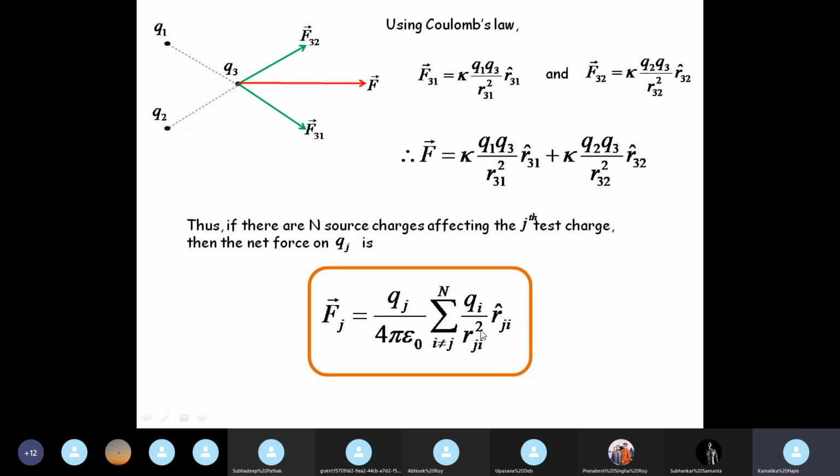So this is the final and general statement of Coulomb's law when there are not just two charges exerting force on each other, but n source charges exerting a force simultaneously on a single test charge. Okay, so just for 2 single point charges you can apply Coulomb's law, but if there are more than 2 charges, then you have to apply the principle of superposition.